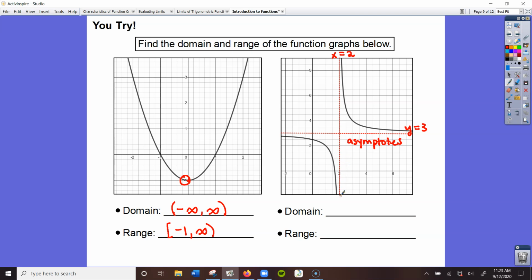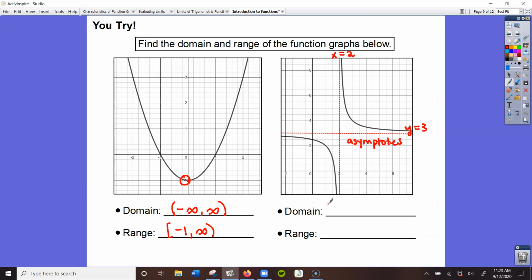So when I'm finding the domain, it is affected by that vertical asymptote, since that is an x value. At x is equal to 2, there is nothing there. It is undefined. Therefore, I have to exclude this x value. The range is going to get affected by the horizontal asymptote, which is y is equal to 3. So for my graph, the range would be all numbers except for this y is equal to 3.